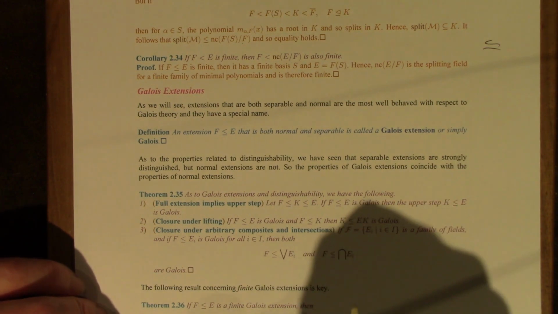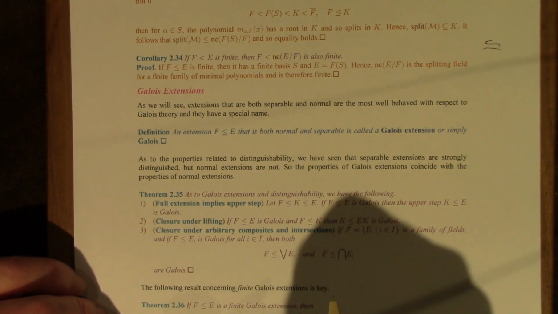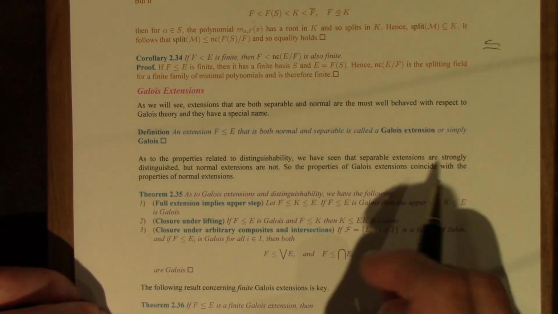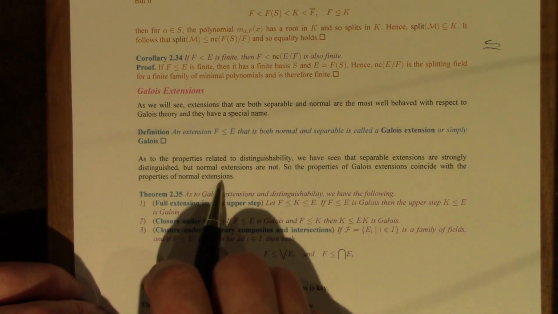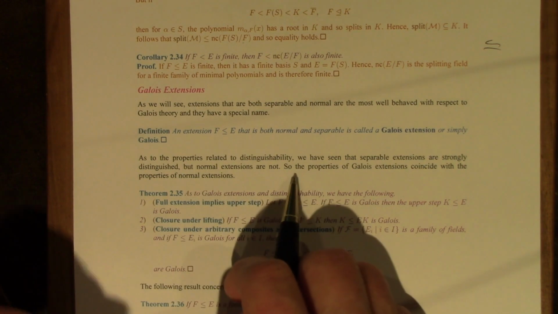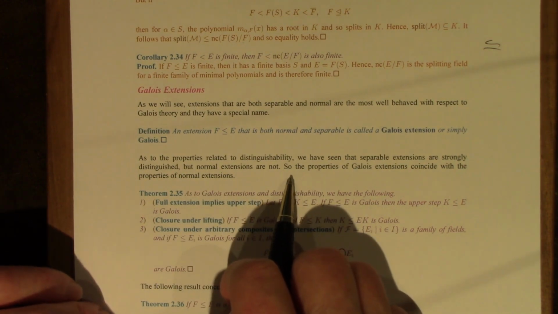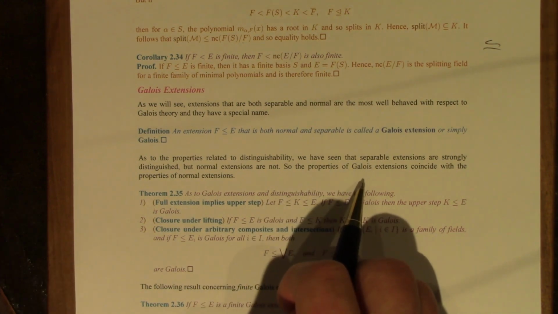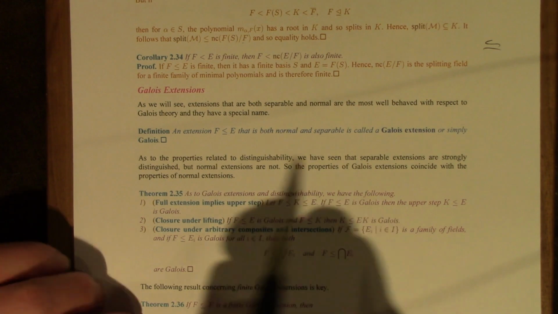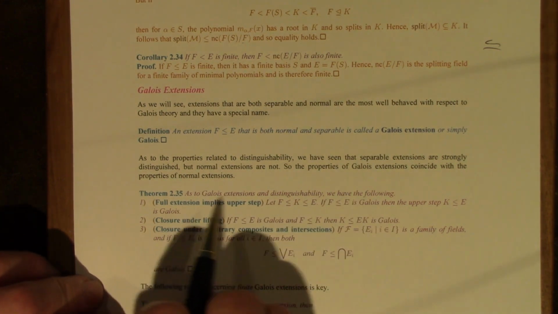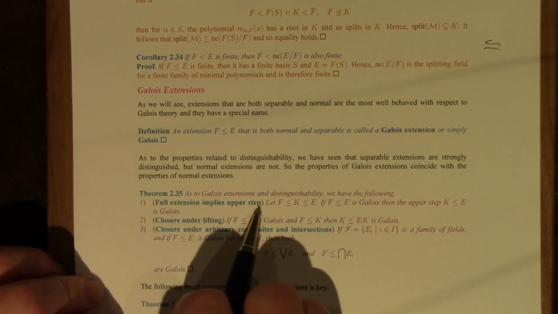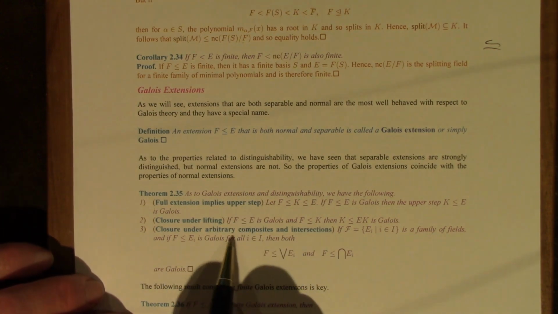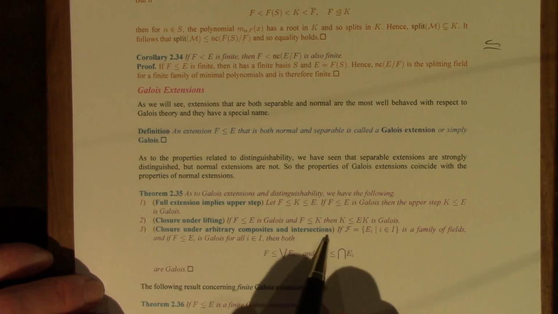I don't know if I mentioned that, but the property of separability is a property of elements, so I'm sure you can sort that out. But normal extensions aren't quite so nice when it comes to distinguishability, but this means that the Galois extensions properties coincide with the properties of normal extensions. So the full extension Galois implies the upper step is Galois, and that's it. Closure under lifting, closure under arbitrary composites, and intersections.